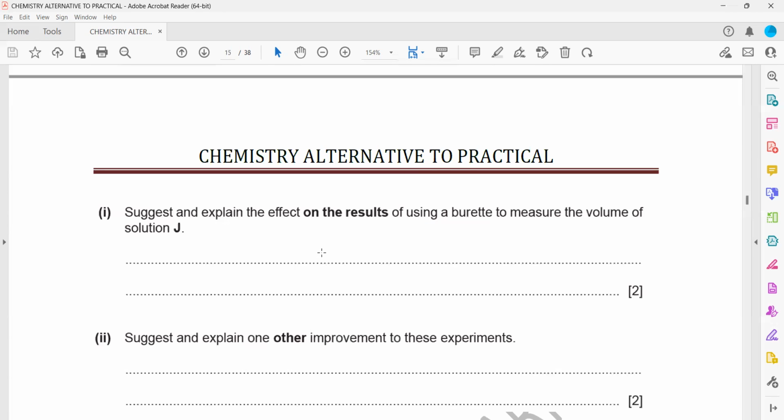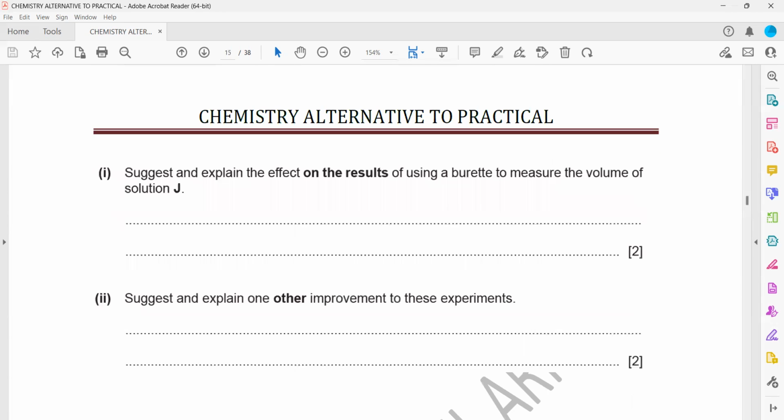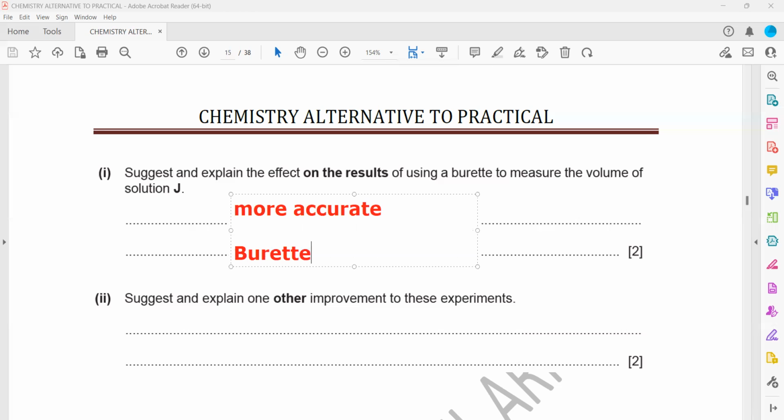So, suggest and explain the effect on the result of using a burette. 2 marks are there. How will you score these 2 marks? 1 mark: mention the results will be more accurate. The reliability of the experiment will increase. So you can say more reliable or more accurate, as you are using a burette. The results will be more accurate because the burette is more accurate compared to the measuring cylinder. And the reason is that the burette is accurate compared to the measuring cylinder.